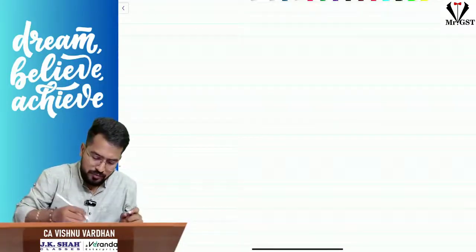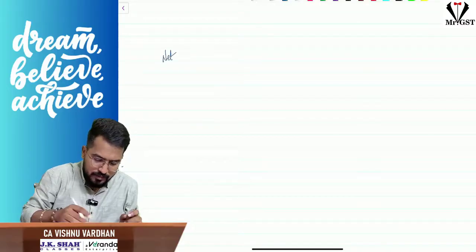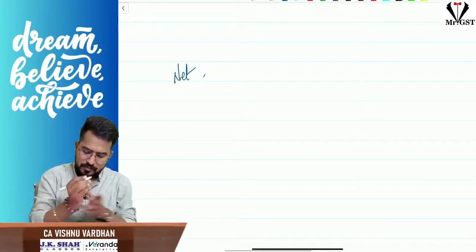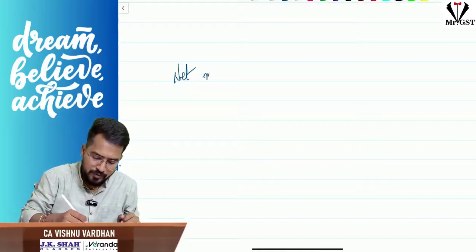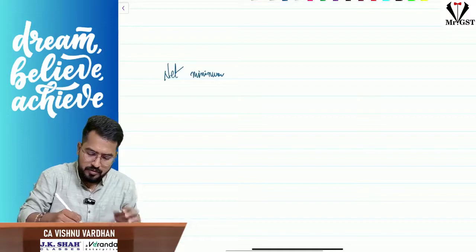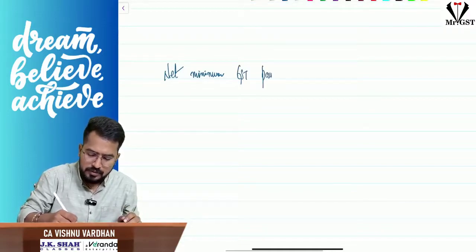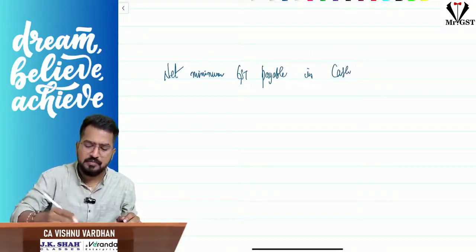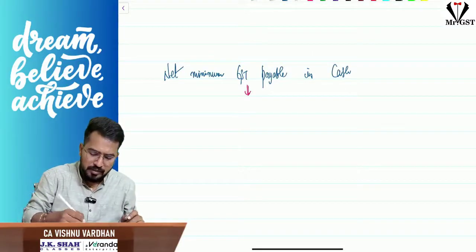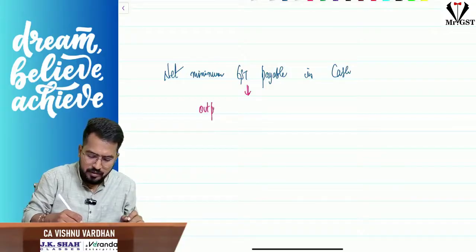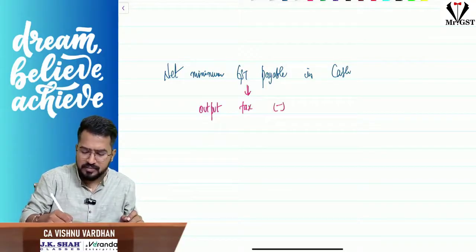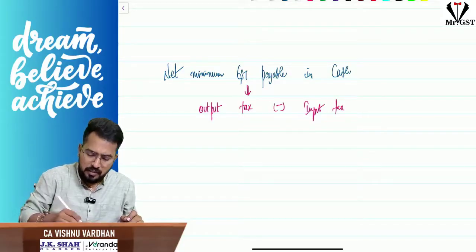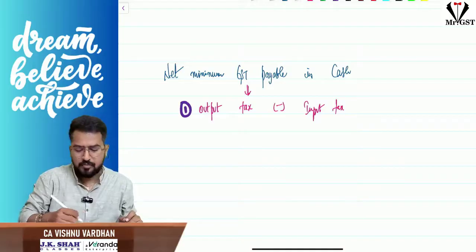So how do you calculate the net minimum GST payable in cash? For this, please understand, the formula should be simple: output tax minus input tax. Sir, your step 1 is calculating output tax.